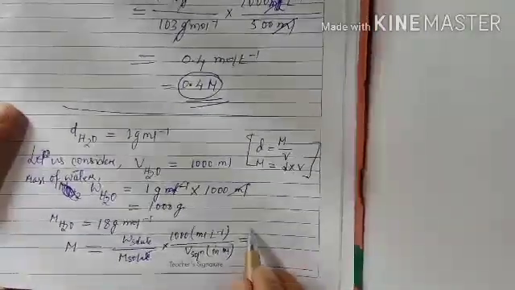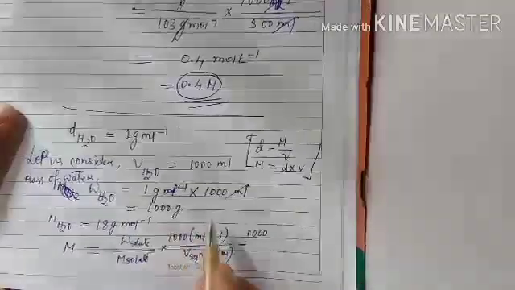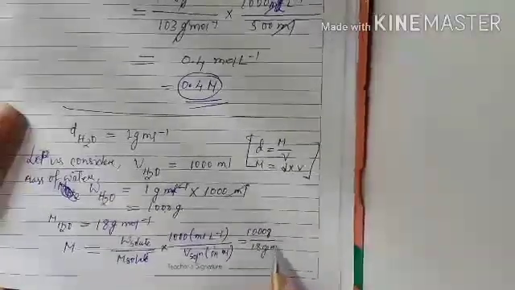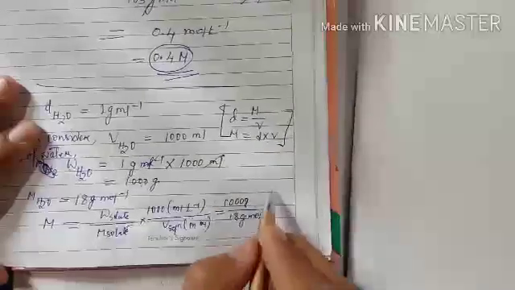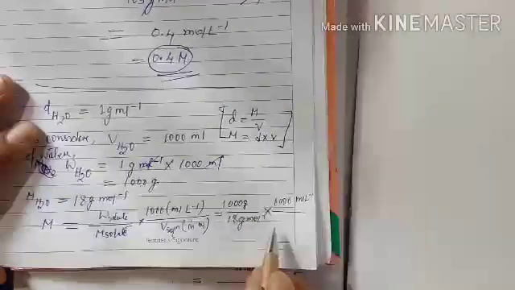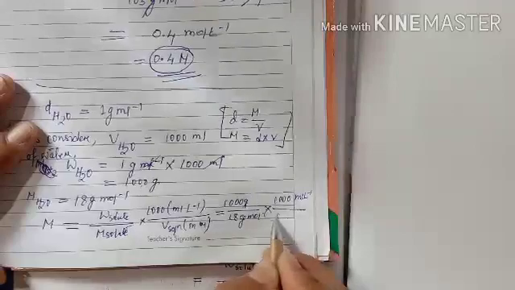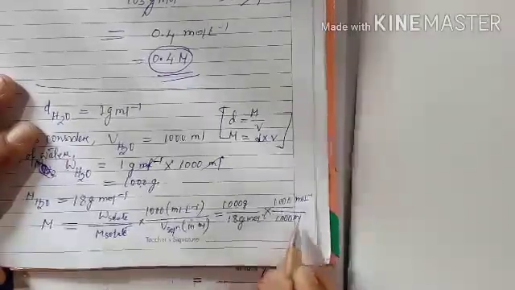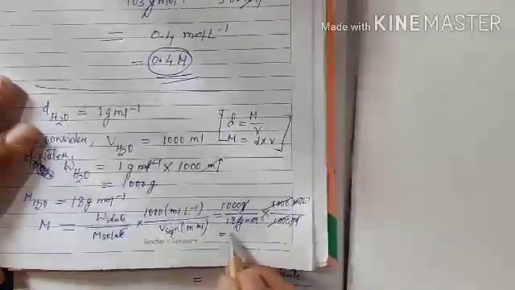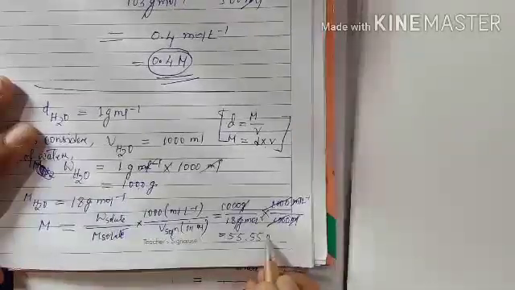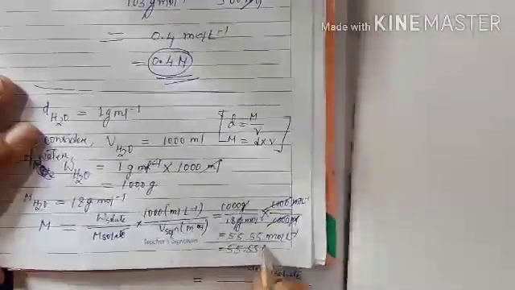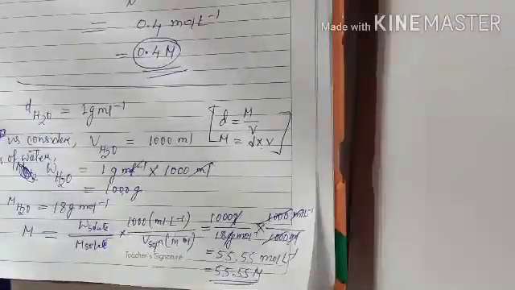So W solute will be 1000 gram, which we already calculated, divided by molar mass 18 gram per mole, multiplied by 1000 ml per liter, divided by volume of solution, which is the same 1 liter, that means 1000 ml. So ml cancels, gram cancels, 1000 cancels. So 1000 divided by 18 will be 55.55 mole per liter. We already found this in class 11 also.